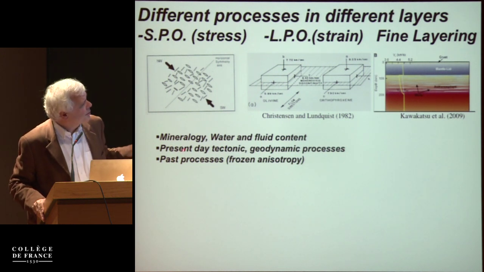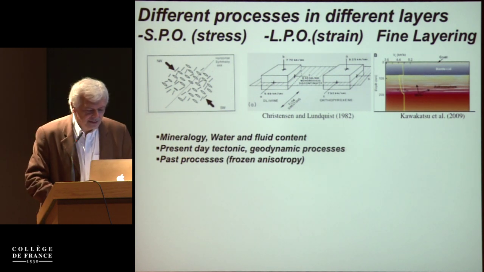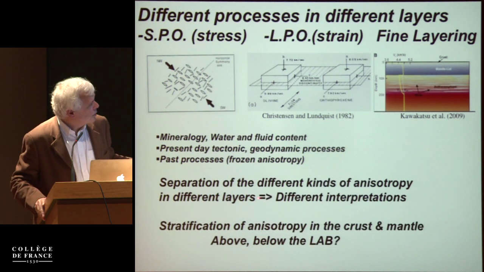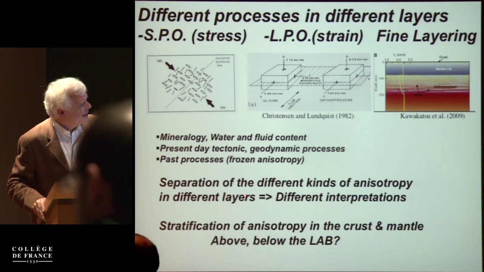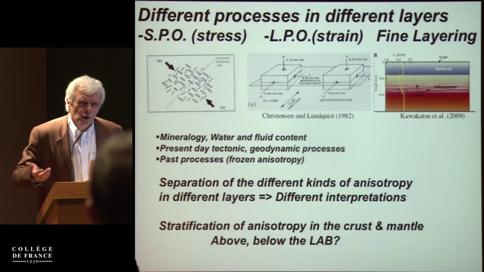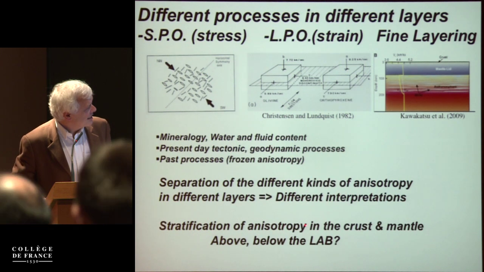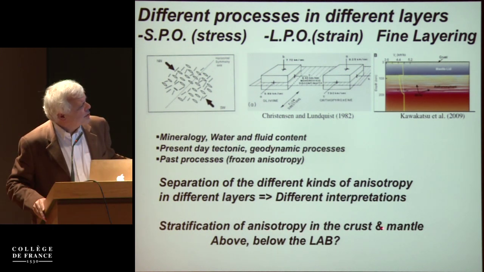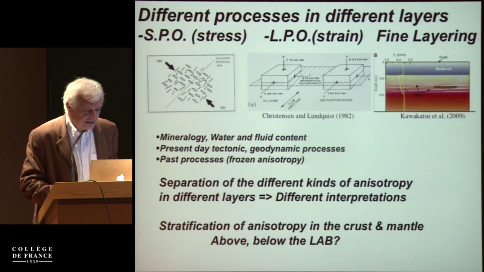You see that we have a lot of information in seismic anisotropy. Of course, we have information about present-day tectonics and geodynamic processes, and even about past processes by looking at the frozen anisotropy. It is quite difficult to separate the different kinds of anisotropy in different layers because we will have different interpretations, but it can be very rewarding because we get a lot of interesting information. What we will try to show you is that we have a stratification of anisotropy in the crust and the mantle. And we can wonder what about the LAB with respect to seismic anisotropy.